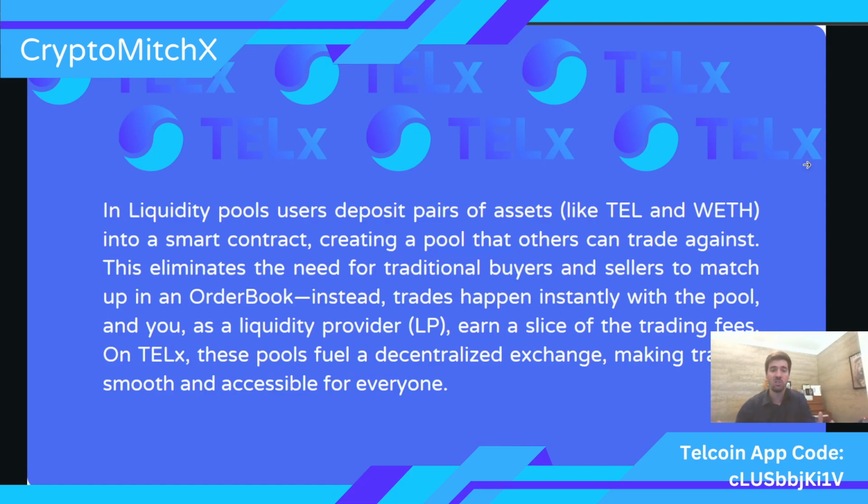In liquidity pools, users deposit pairs of assets like TEL and wrapped ETH, or in our case today, TEL and USDC, and that goes into a smart contract. For us, it's Balancer. This creates a pool that others can trade against. This eliminates the need for traditional buyers and sellers to match up in an order book like you would on a CEX. Instead, trades happen instantly with the pool, and you, as the liquidity provider or LP, earn a slice of the trading fees. On TELx, these pools fuel a decentralized exchange, making trading smooth and accessible for everyone.